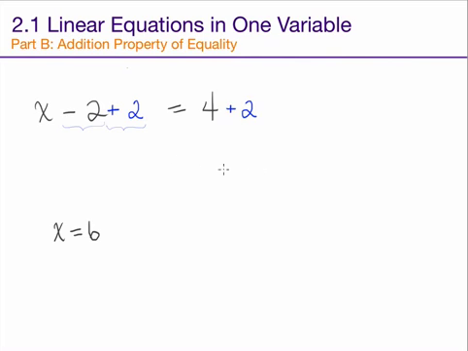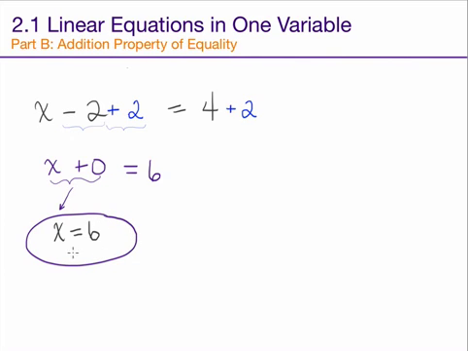When I simplify this, I get x minus 2 plus 2 by combining like terms, and that's 0, equals 4 plus 2, which is 6. x plus 0 is x. So x equals 6. The solution to the original equation is 6.